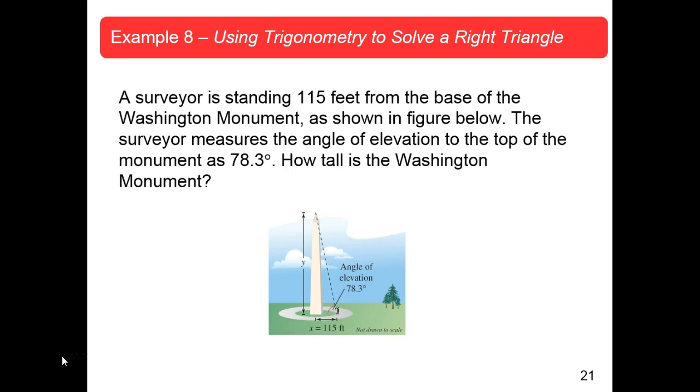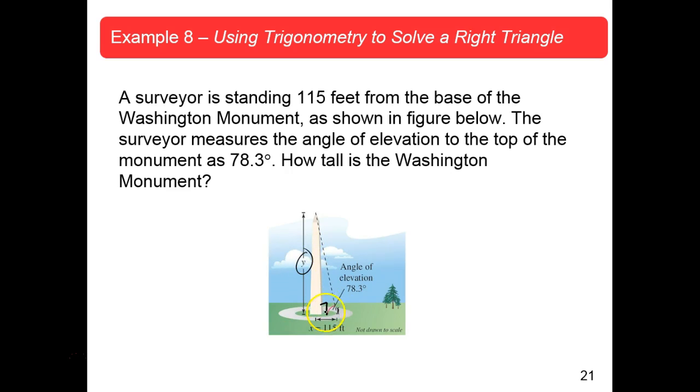Here's your picture. The one assumption here, and if any of you have ever been to Washington, D.C., you'll know it's pretty close to being flat. There are some hills, but they're not very great. But the mall is pretty flat. And the Washington Monument is not from Pisa, Italy, so it doesn't lean. It's pretty much straight up. So we assume that we do have a right angle here. Now, what we're looking for is y. How tall is the monument?